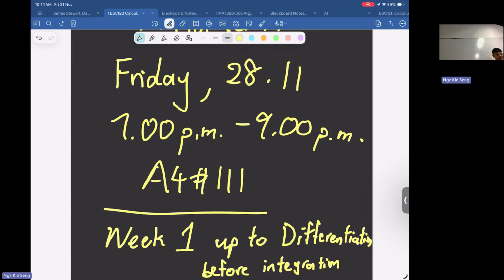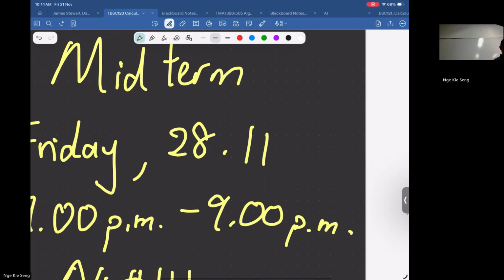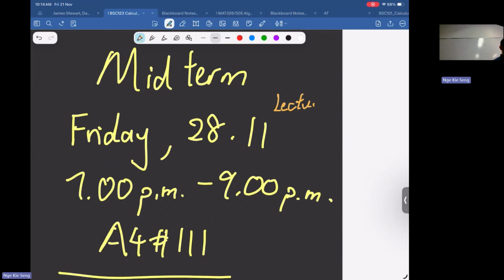Another thing is, the lecture on this day is shortened to 1 hour because we take 2 hours for the exam. So let me put here: the lecture on the day changes to 10 a.m. to 11 a.m. So we don't start at 9 a.m.; we just do 10 to 11.